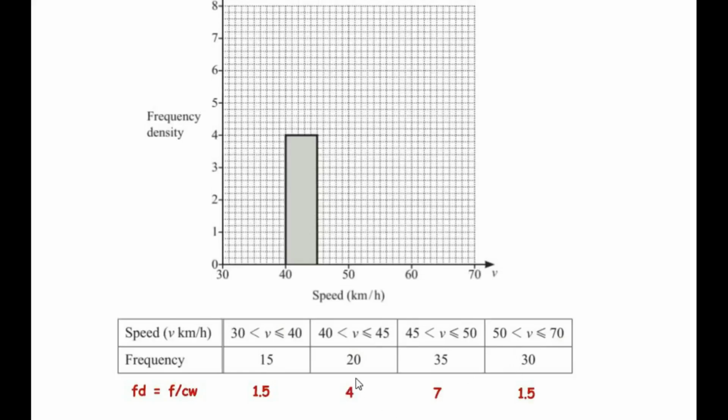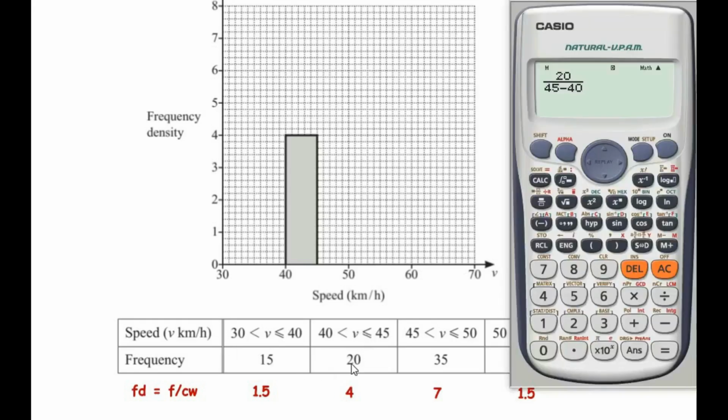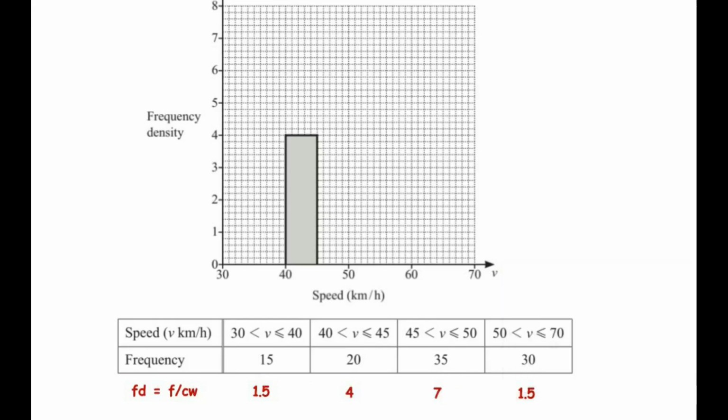Let me show you for the second interval as well how to find out the frequency density. So for the second interval, we have the frequency as 20 over the class width, which is going to be the upper limit, that is 45, minus the lower limit, which is 40. So this is going to give us the frequency density as 4. So using this formula, find out the frequency density of the rest two intervals. So here we have got it as 7 and 1.5. Now once we have got the frequency density, we have to just complete the histogram.